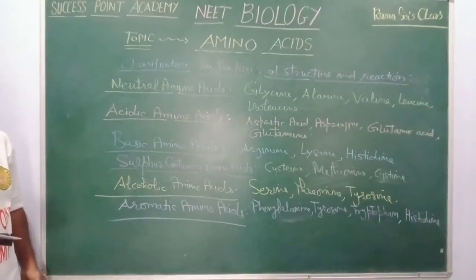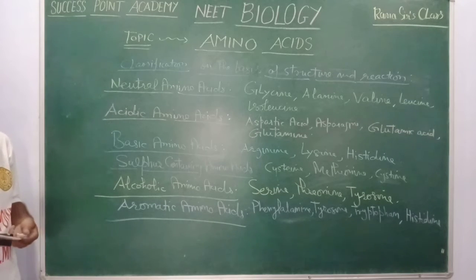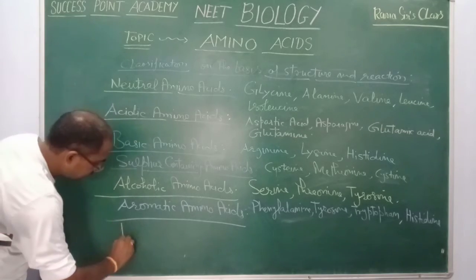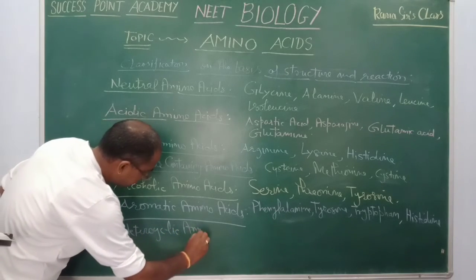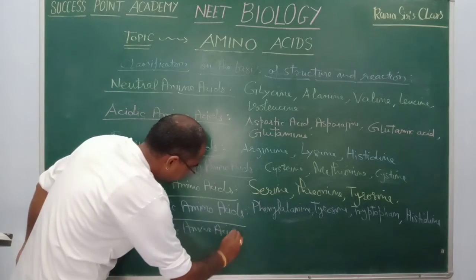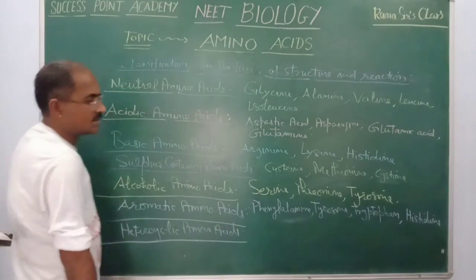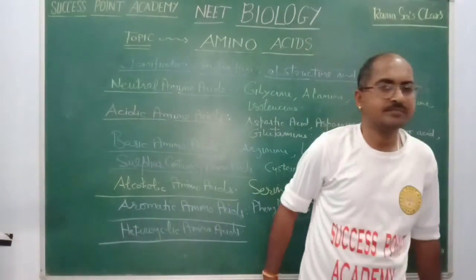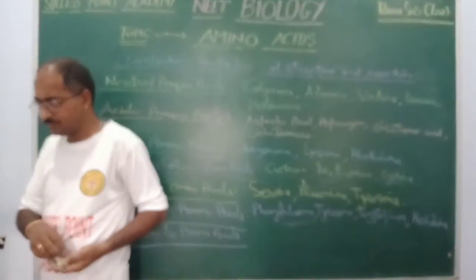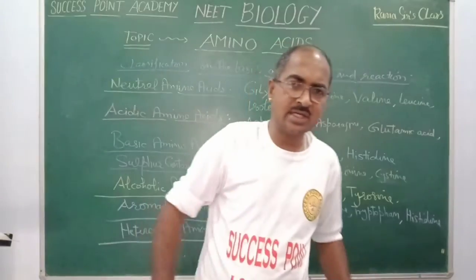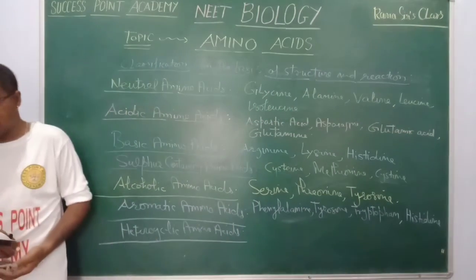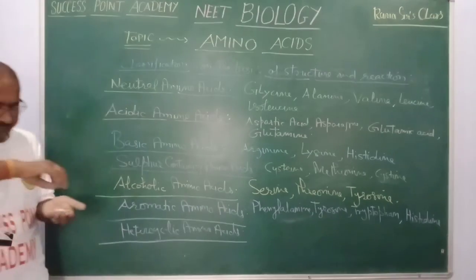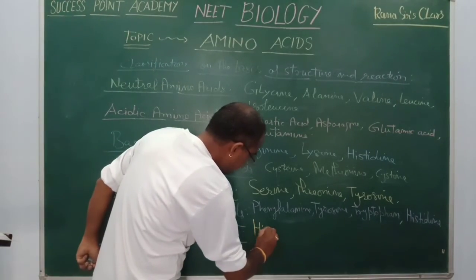And last is heterocyclic. Heterocyclic amino acids means the ring structure will be different. That is called heterocyclic. There can be some difference in the ring structure, there can be nitrogen in it. Okay. So they are histidine and proline. Examples are histidine and proline.